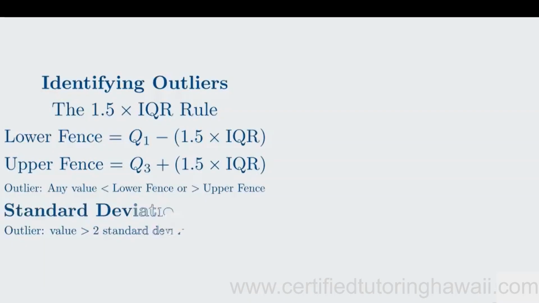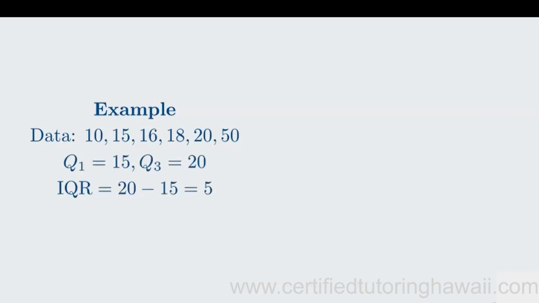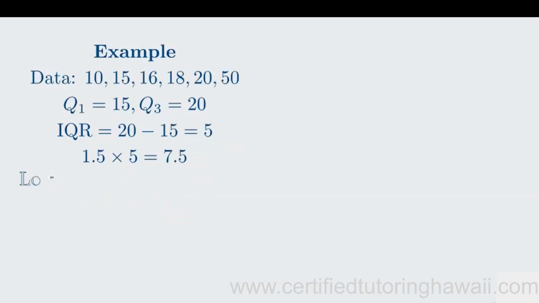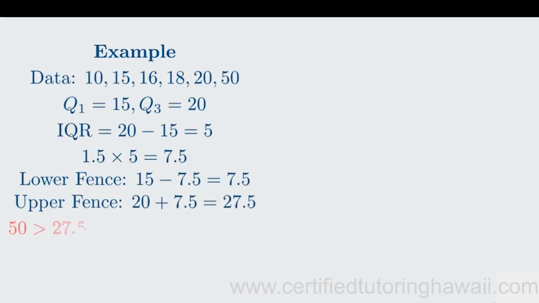Another common method is to flag any value located more than 2 standard deviations above or below the mean. However, the 1.5 times IQR rule is the most frequent method you'll be asked to use on the exam. Let's try an example. Suppose we have this data. The IQR is 5. 1.5 times the IQR is 7.5. Our upper fence is 27.5. Since 50 is much larger than 27.5, 50 is an outlier.